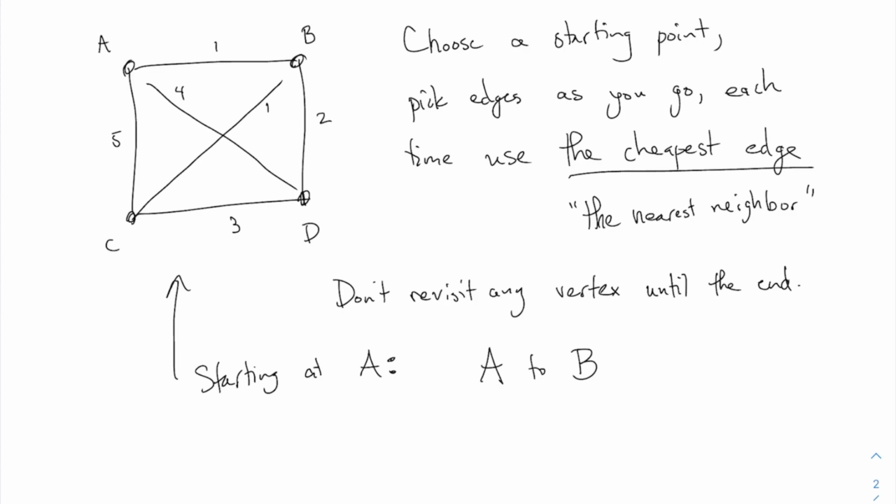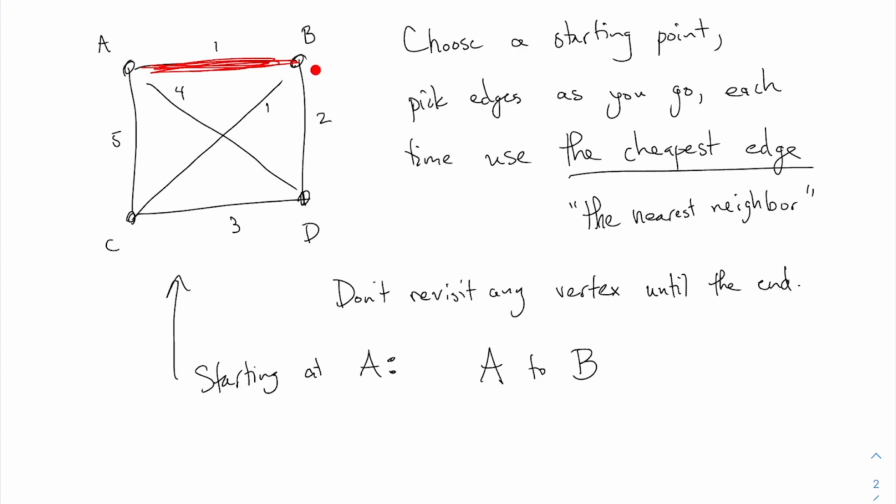And maybe if you have another color, you could just scribble in on the picture. That's the first edge that I chose because it was the 1 versus my other 2 options, which were 4 and 5. So from there, I am going to use the cheapest edge available, also called the nearest neighbor. If those numbers represent distances, then B is only 1 distance away rather than D, which is 4. And then you just continue from there.